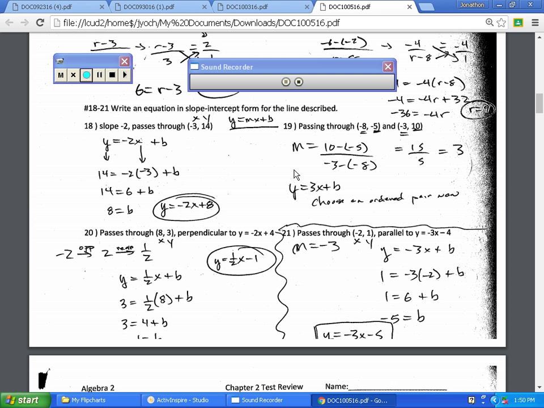Put it all together. Y equals negative 2x plus 8. The slope on 19, you're going to do 10 minus a negative 5 over negative 3 minus a negative 8. So you get 15 over 5, which is 3.